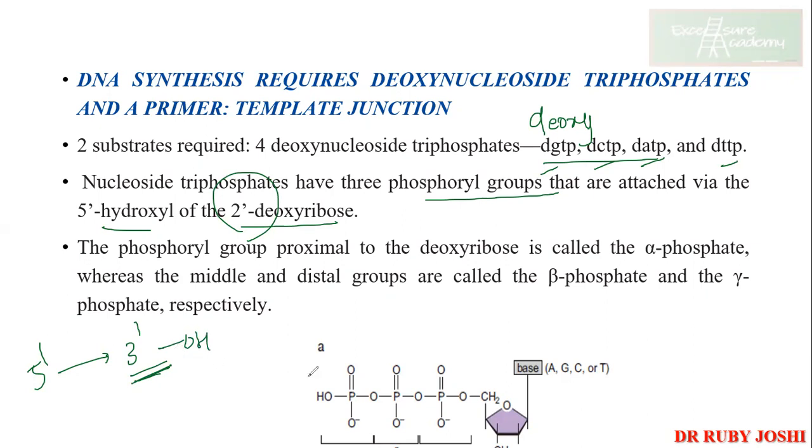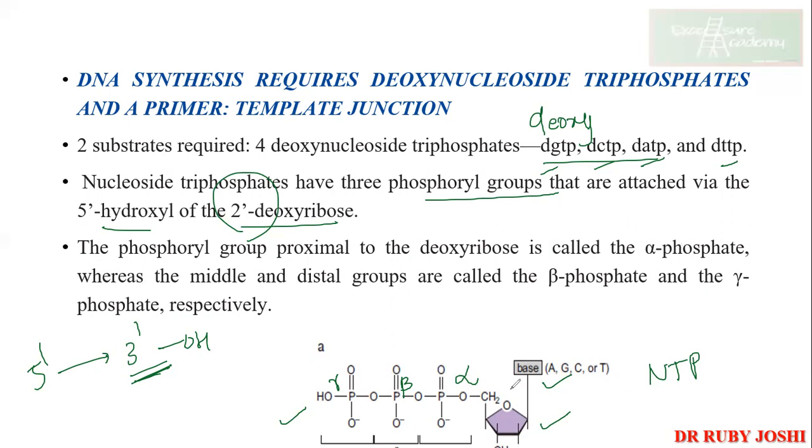Okay. Now, one more thing. This is your nucleotide. Nucleotide means having base, sugar, and the 3 phosphates. Correct? So this is your NTP, nucleoside triphosphate. Now, the first phosphate which is attached to the 5' OH is called alpha, then beta, then gamma. Is this much clear? Yes, ma'am.